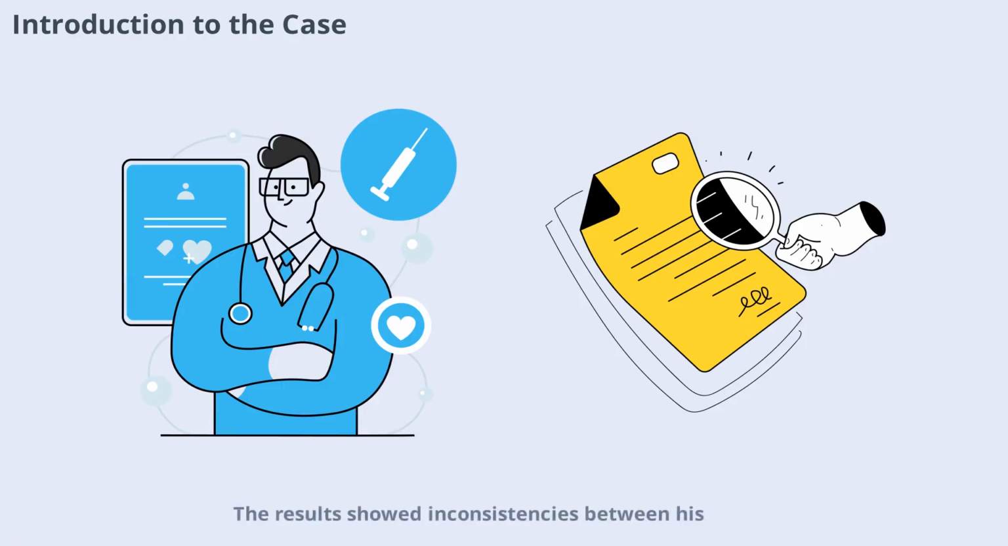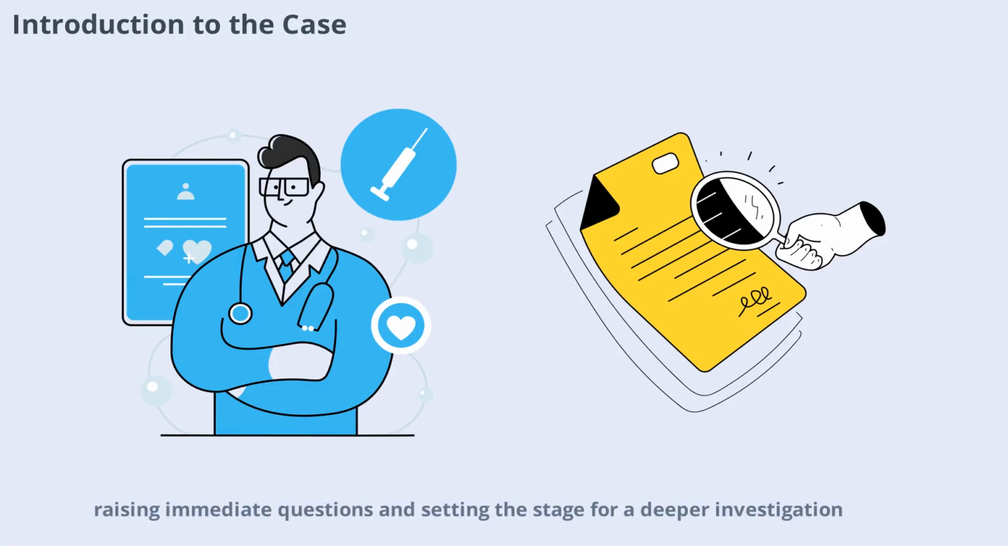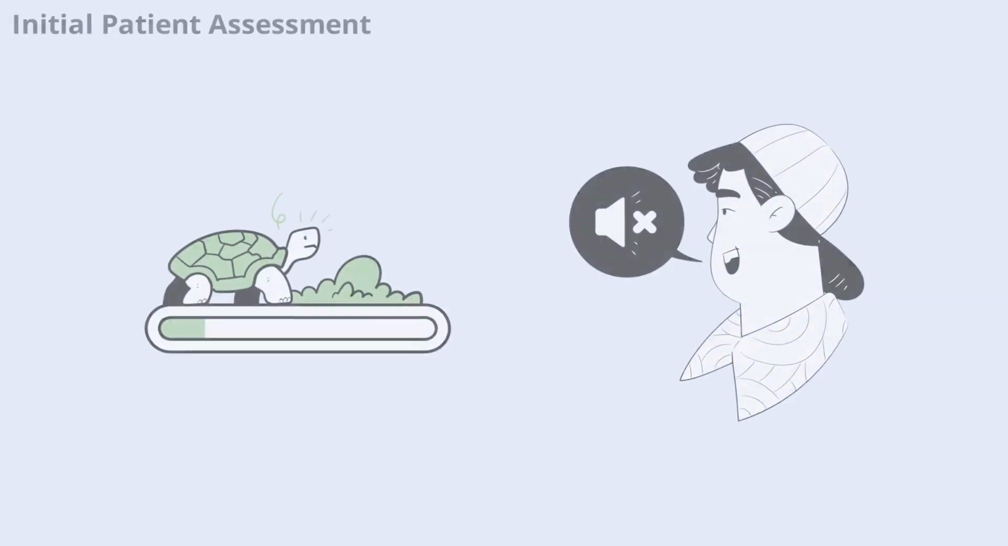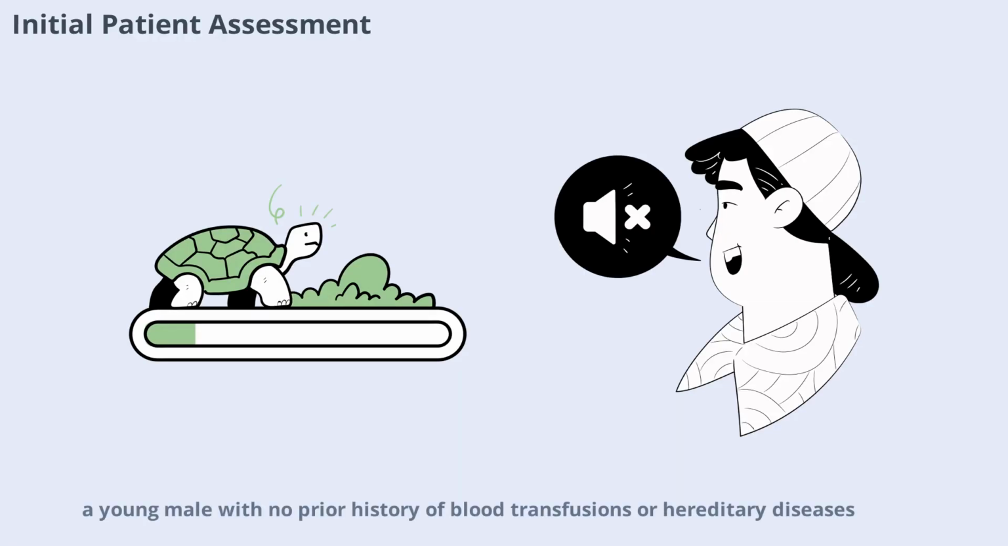The results showed inconsistencies between his positive and negative ABO blood types, raising immediate questions and setting the stage for a deeper investigation. The patient, a young male with no prior history of blood transfusions or hereditary diseases, presented a unique challenge. His clinical presentation was straightforward: severe aplastic anemia requiring urgent intervention. Yet the blood type results did not match expectations.